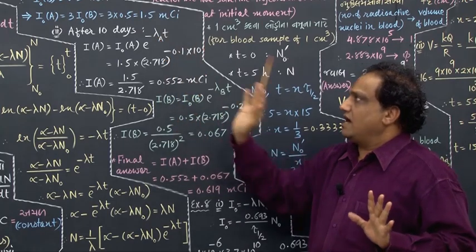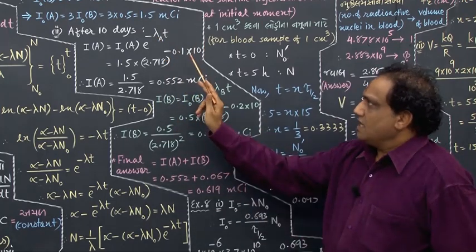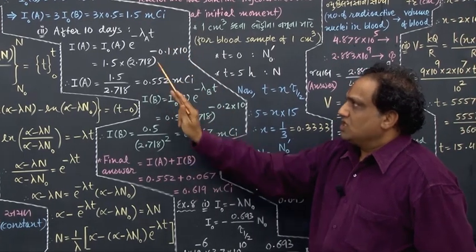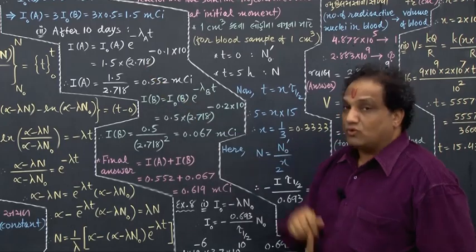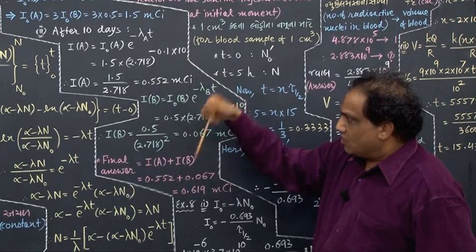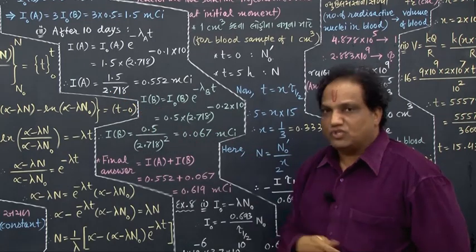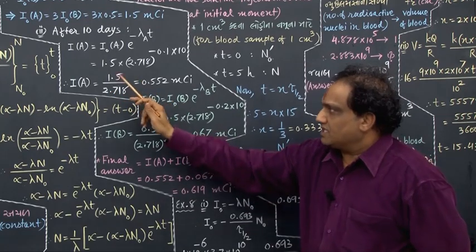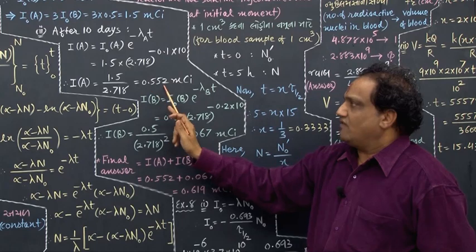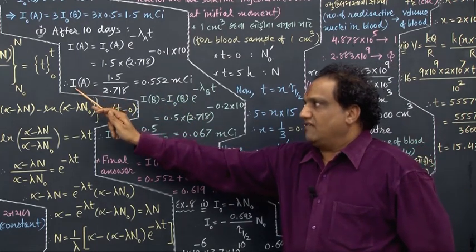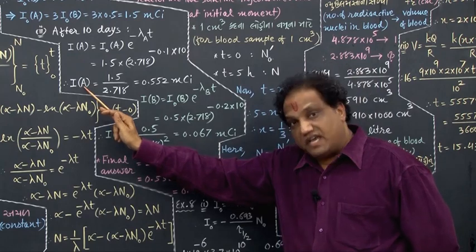This T is given as 10 days. Now this multiplication comes out to be minus 1. So 2.718 whole raised to minus 1, you may transfer in the denominator. So 1.5 upon 2.718 whole raised to 1. And now tell me, this upon this, the answer is 0.552, that many millicurie. This is the final activity of element A after 10 days.